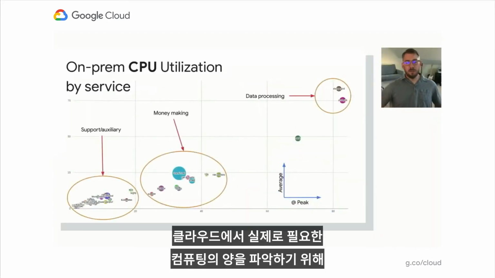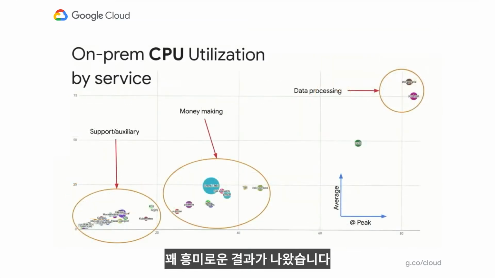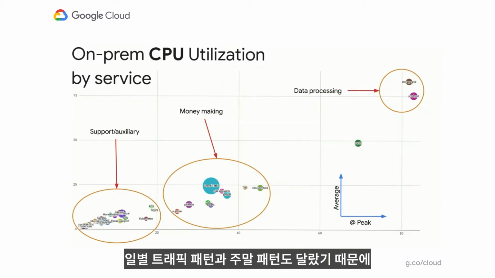Now, early on, Ivan had looked at the CPU utilization of all of our services, both at peak and on average, to get a sense of how much compute we'd actually need in the cloud. And what he found was pretty interesting. So the x-axis here is peak utilization, and the y-axis is average utilization. Now, in an on-prem environment, your server count's fixed, so unless your service is running at full tilt all day long, off-peak is basically wasted compute. And with our diurnal traffic pattern and our weekend patterns, we had a lot of wasted compute.